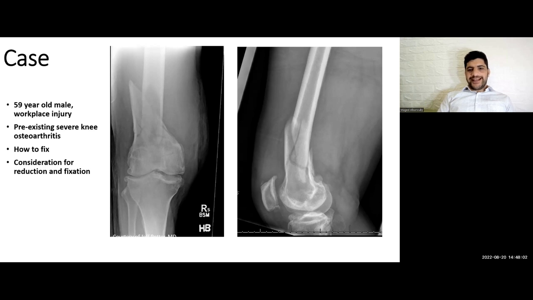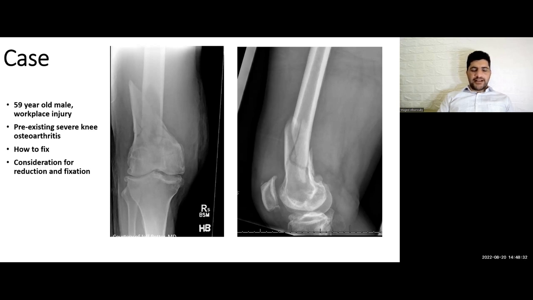What will you do? I will take history. What is the mode of injury? Is it an isolated injury or is it a brain trauma patient? I will ask about medical history, surgical history. What is the benefit of medical history? What do you want to know from medical history? This patient may have cancer like prostate cancer, because he's a male. If a female, breast cancer, thyroid cancer.